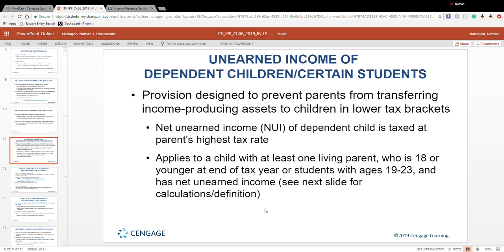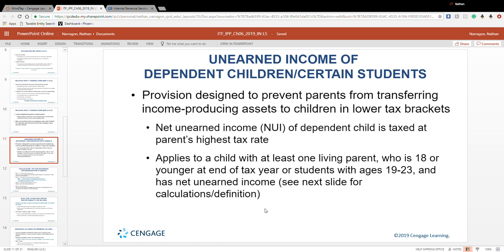So, provisions designed to prevent parents from transferring income-producing assets to children in lower tax brackets. That's basically what the kiddie tax is. Parents did this a lot. They go, oh yeah, my children are at a lower tax rate, so we can file a tax return for them and get the lower tax break.